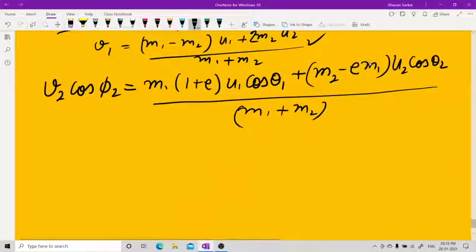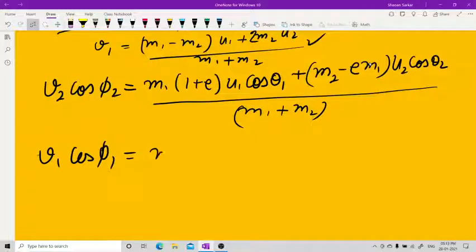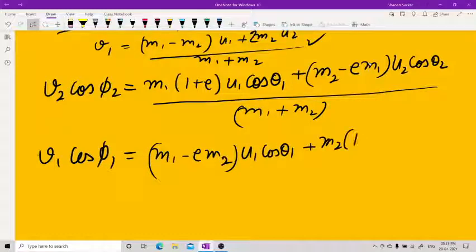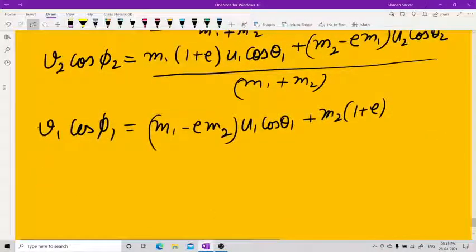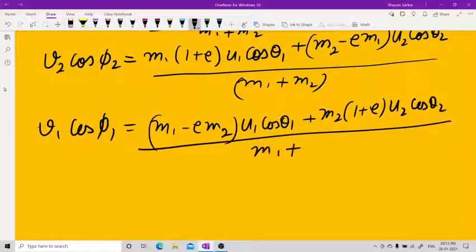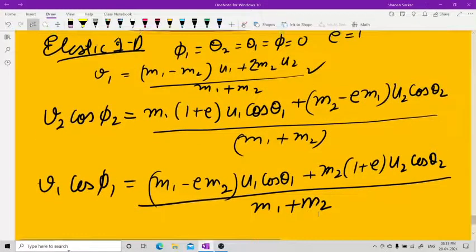The other very important equation is v1 cos phi 1 is equal to (m1 minus e m2) u1 cos theta 1 plus... You can take m2 common from both, and you will get this: m2 (1 plus e) u2 cos theta 2 upon m1 plus m2. This is the collision problem. These two equations are of great importance in oblique collisions. I'm talking about two-dimensional collisions.